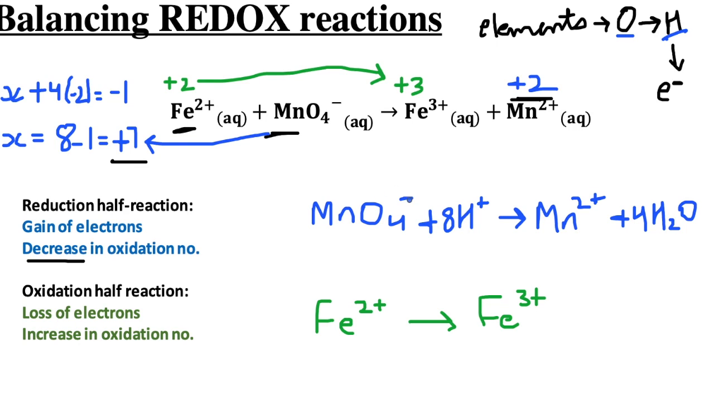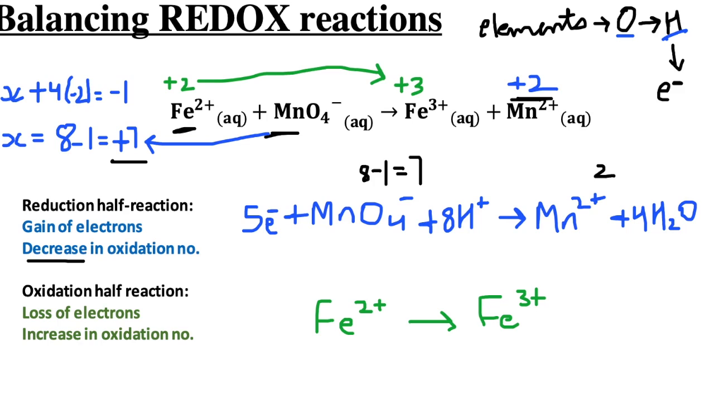Let's calculate the charge on this side. The total charge on this side, we have 8 plus 8, and we have 1 minus. 8 minus 1 is 7. So the total charge on this side is 7, and the total charge on this side is 2. So in order to balance the charges, we add 5 electrons on this side. Electrons have a negative charge. 7 minus 5 is 2. So the charge after adding in the 5 electrons is balanced.